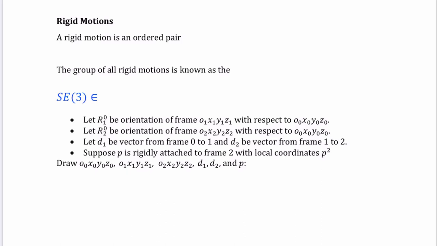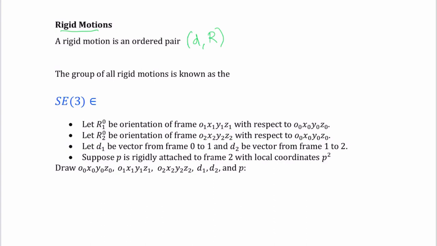Now let's talk about what a rigid motion is. Our robots, we're going to assume, have no flexibility, so every motion that they do is a rigid motion. If somebody says, I've got a rigid motion, what they're really saying is there's this ordered pair where we've got a d value and an r value. Now this d value is in R3, so it's three scalar numbers, and this r is in special orthogonal of order 3. So what this is, it's a pure translation, and then it's followed by a pure rotation about the new origin.